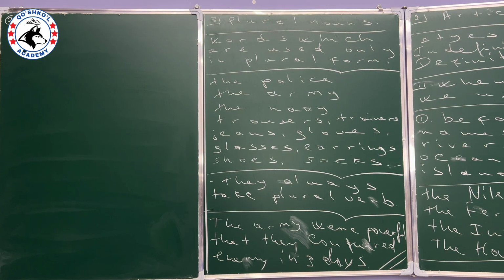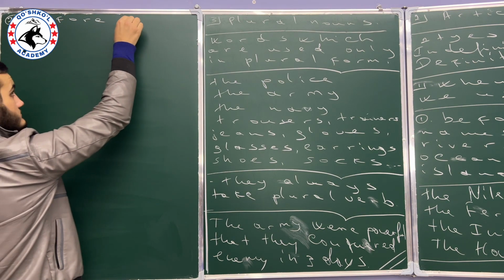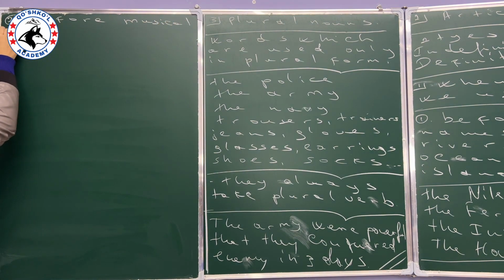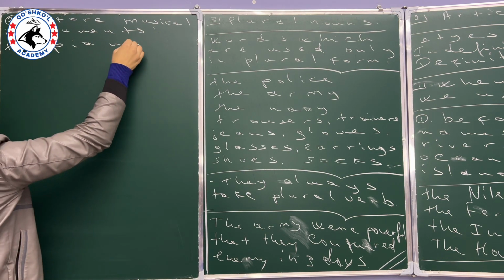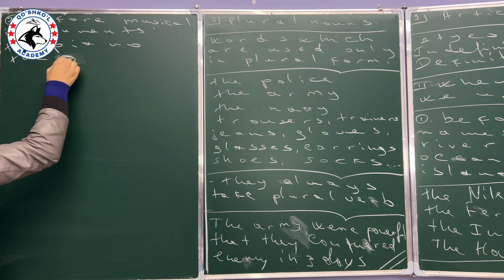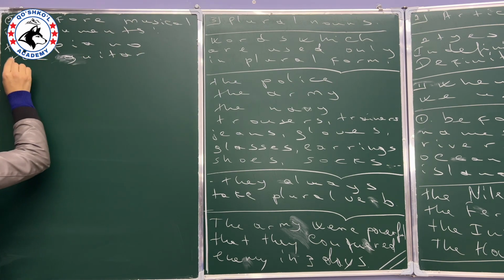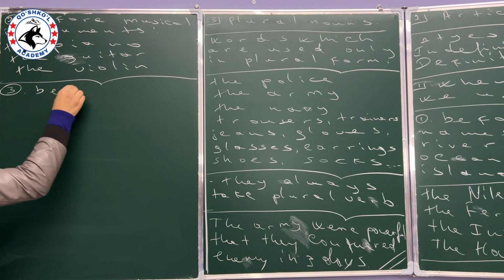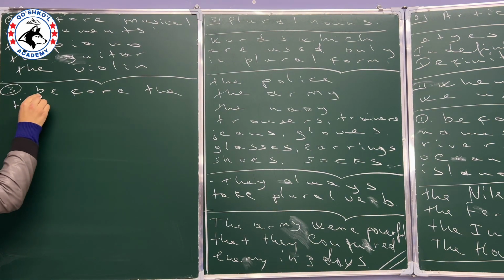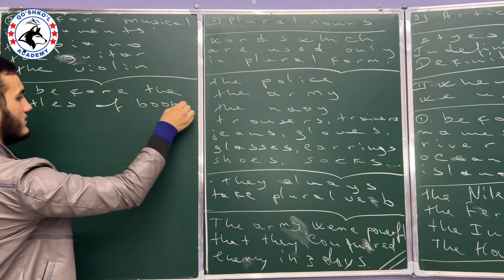Before musical instruments. The piano, the guitar, the violin, the rubab, the trumpet, and so on. Number 3. Before the titles of books and newspapers.